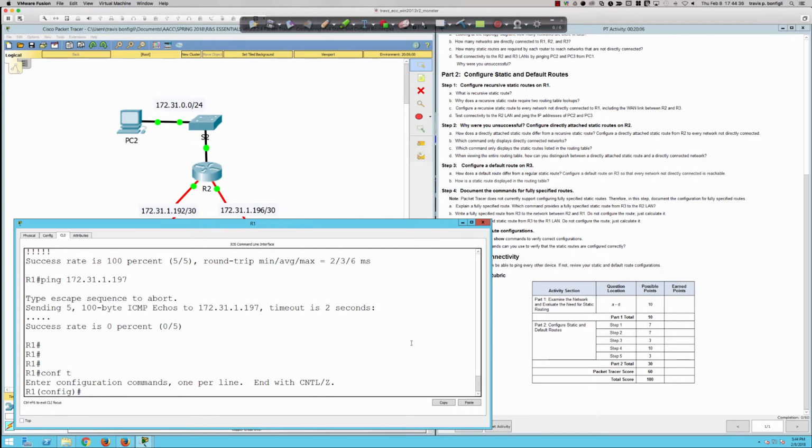Why does it require 2 routing table lookups? Well, we're going to see that. Configure a recursive static route to every network. There's going to be 3 total that are not directly connected to router 1, including the WAN link, that transit link right here. So let's do these first 2 that we can see, and then I'll have to move out of the way because I can't remember what the other one is there.